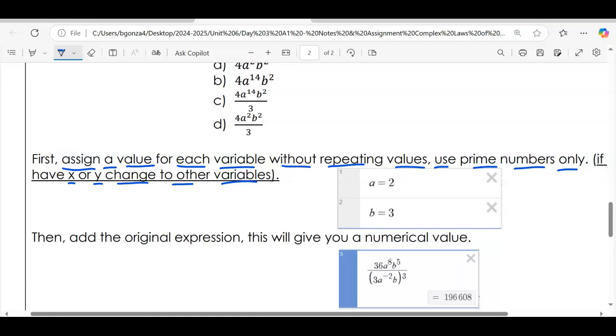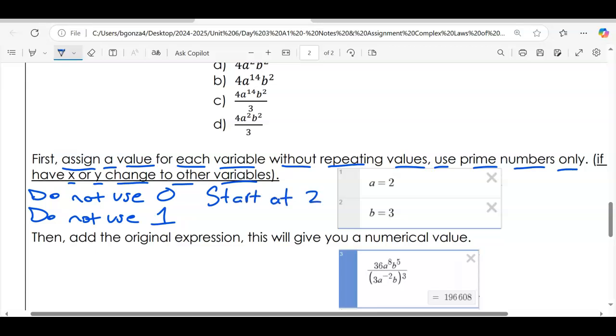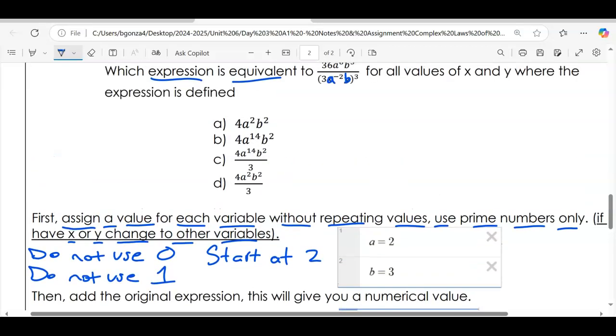A is equal to 2, B is equal to 3. Notice, do not use 0. Do not use 1. No 0, no 1. Start at 2. Cool? So the first thing I see here is there's an A and there's a B. So what do I do next? I set them equal to something, starting with 2. So I say, hey, A is going to equal 2, B is going to equal 3.